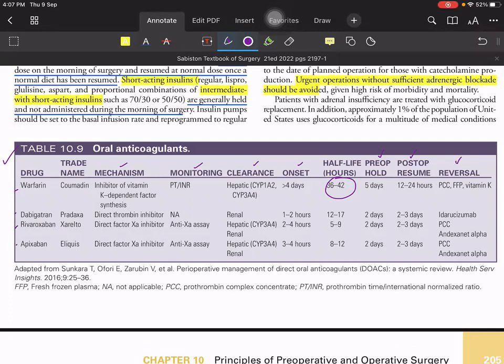Okay. So you have to remember that warfarin is a little bit different. It's not the same. The half-life of warfarin is 1.5 to 2 days. Nearly 2 days. Remember it like that. Preoperatively, hold it 5 days before the surgery. You have to hold for 5 days, and postoperatively within 1 day you have to start again. Okay, and the reversal agents for warfarin are PCC, FFP, and vitamin K.